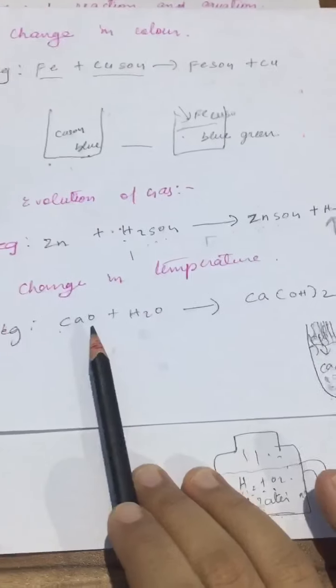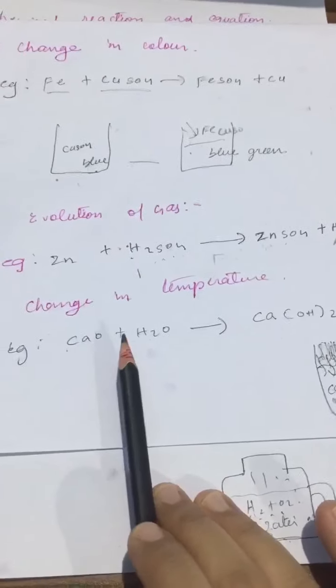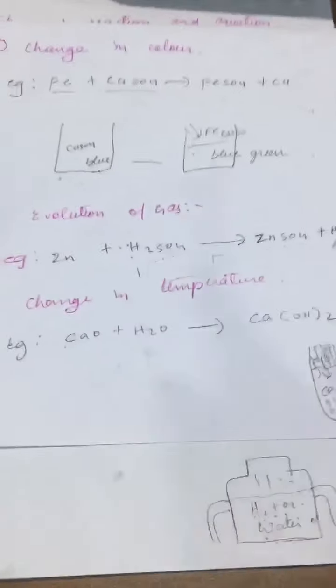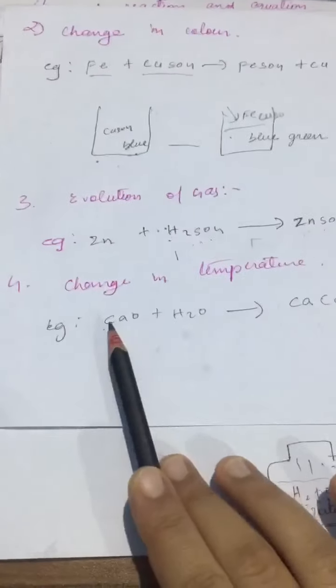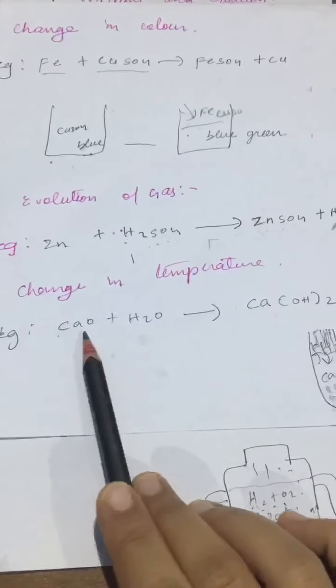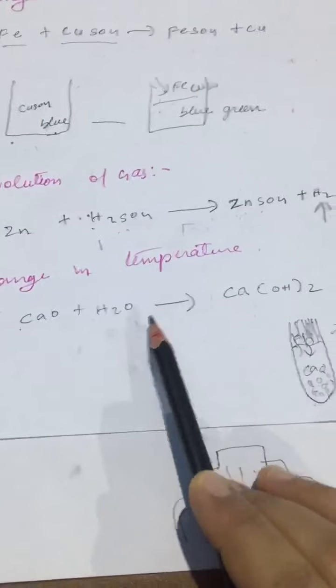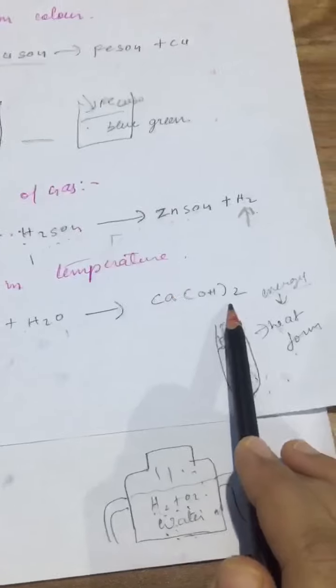And the fourth one is change in temperature. Let's see the example. Change in temperature, as we all know, is like hot to cold or cold to hot. The example is CaO plus H2O reacts to give Ca(OH)2.